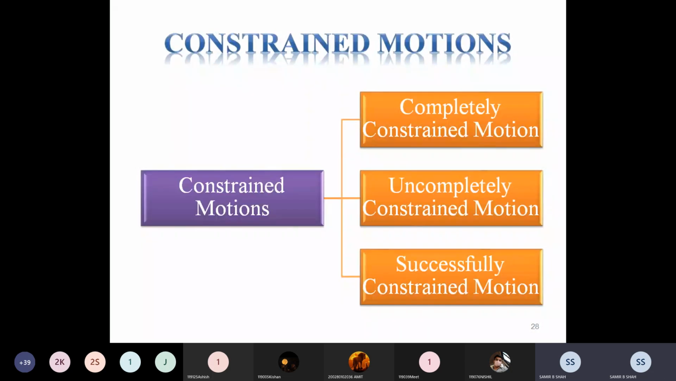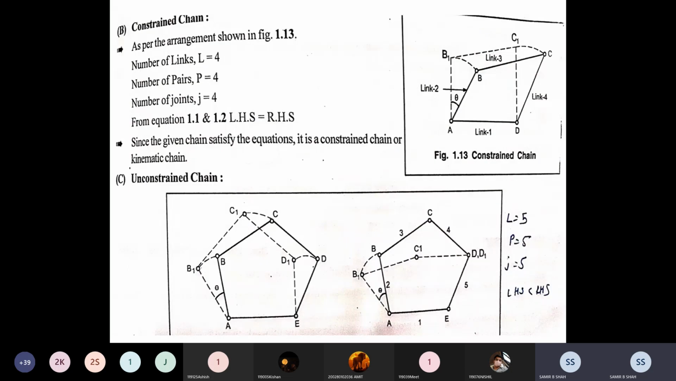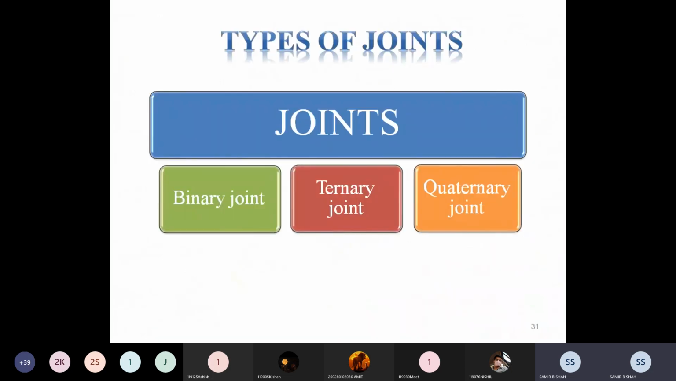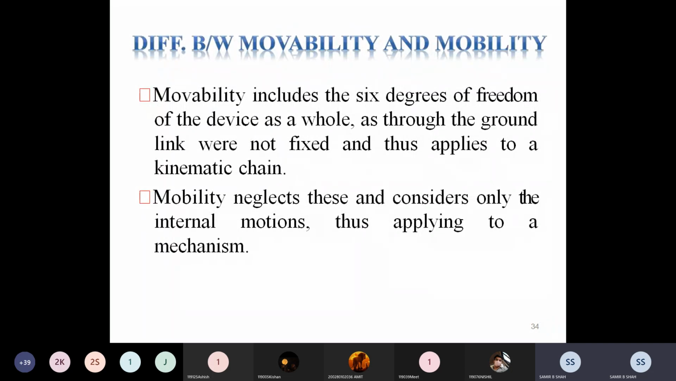Based on that, we divide the motions into completely constrained, incompletely constrained, and successfully constrained. Based on that, if they fulfill the requirement, then it is called a locked chain. If not fulfilled, then it is called a constrained chain. And if less than the required value, then it is called an unconstrained chain. After that, we discussed the joints and degree of freedom, which is a very important point. We also discussed movability and mobility, and the difference between them.